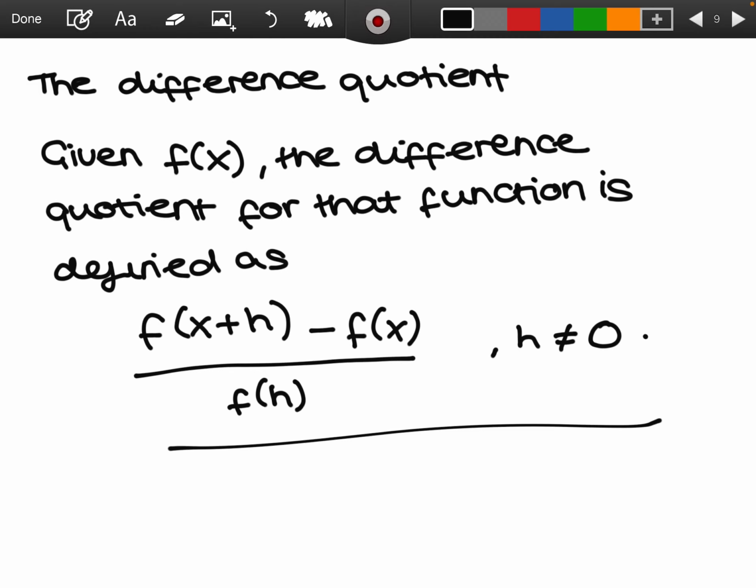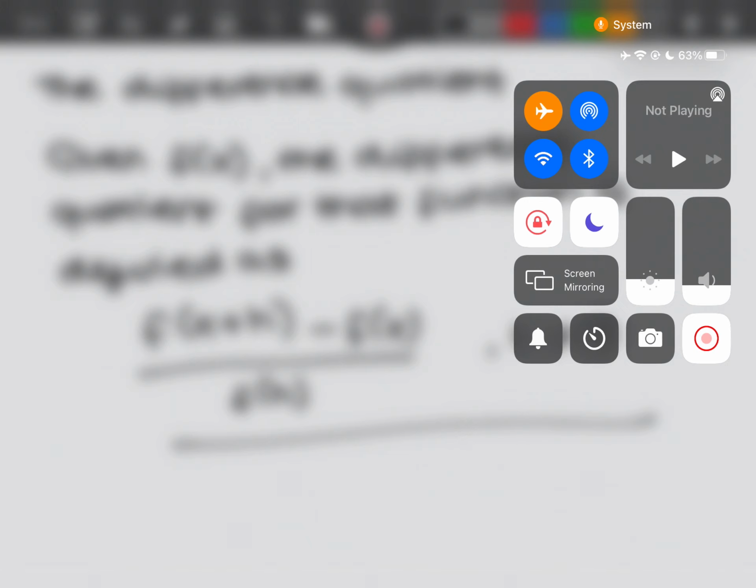In the next video, we are going to look at domain, range, codomain, and look at that for different functions and be able to find what the domain, codomain, and range is given a particular function. Okay, so I will see you in the next video.